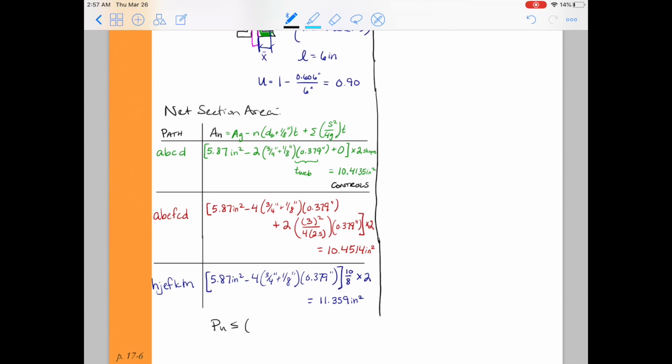So completing those calculations, we say P sub u has to be less than our phi factor, which is 0.75 for fracture, multiplied by the ultimate stress of the steel times the effective area, which is going to be the shear lag factor 0.90 times the lowest net section area, which was 10.4135 inches squared. We do our math. P sub u has to be less than or equal to 407.69 kips.